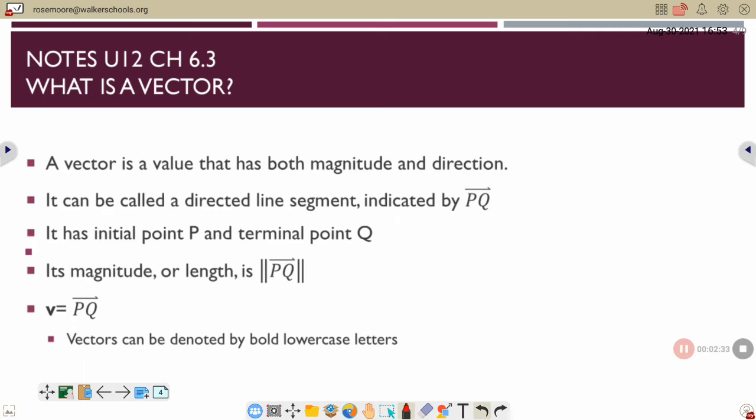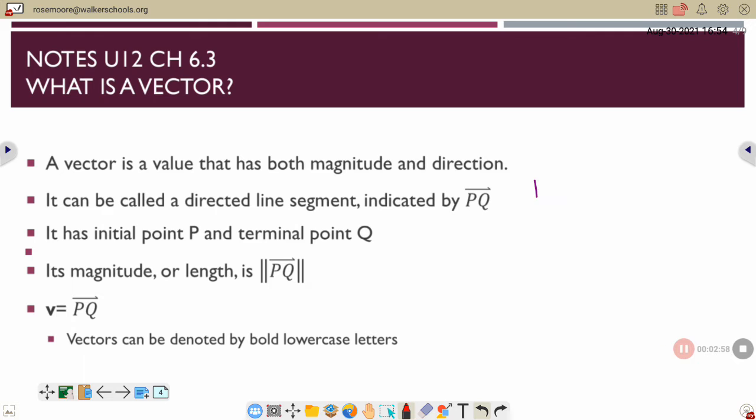Our notes have to do with what is a vector. A vector is a value that has both magnitude and direction. So far we've only worked with numbers with magnitude, which makes a lot of sense because that's how much of something, but where it's going matters too. It can also be called the directed line segment, and it's indicated by PQ. And you'll notice that PQ has a little line over its head.